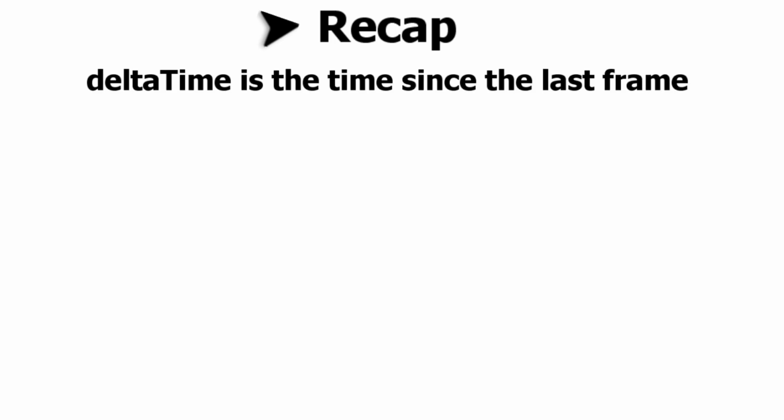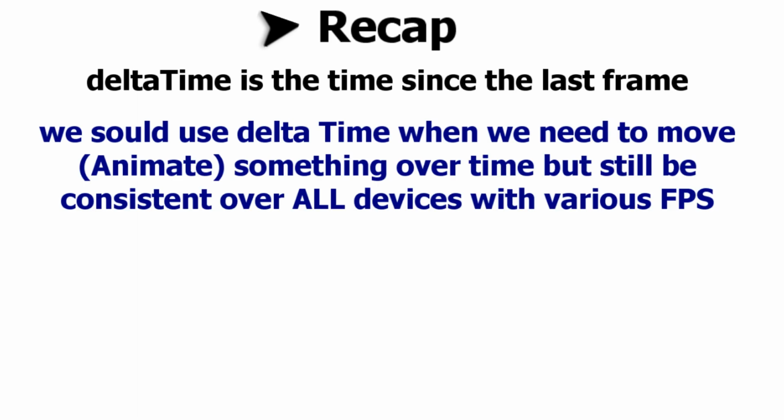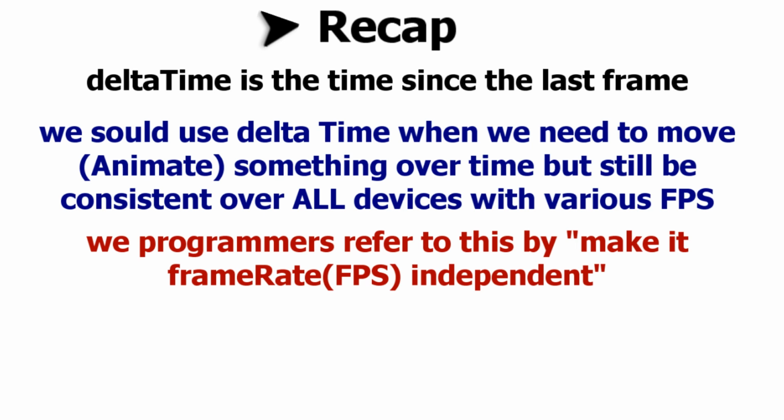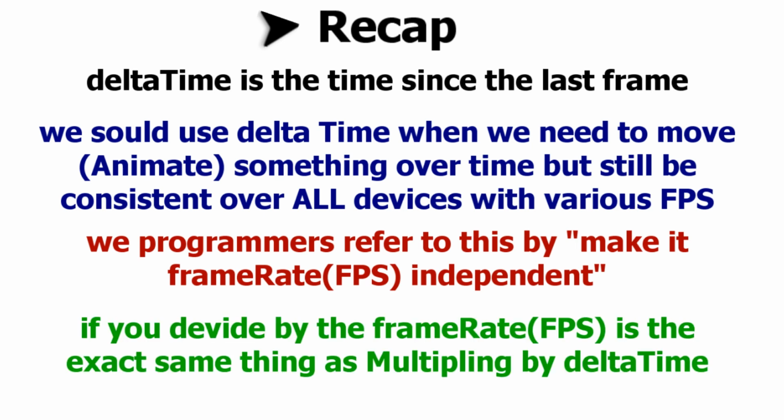So now, to recap, the delta time is the time since the last frame. We should use delta time when we need to move or animate something over time, but still be consistent over many devices with various FPS. We programmers refer to this as making it frame rate independent. If you divide by the frame rate, it is the exact same thing as multiplying by delta time.